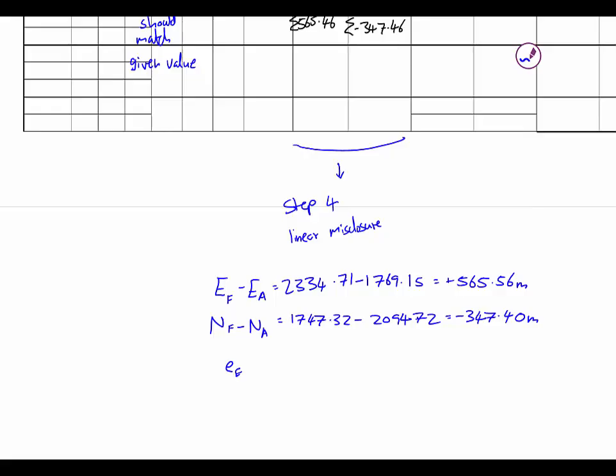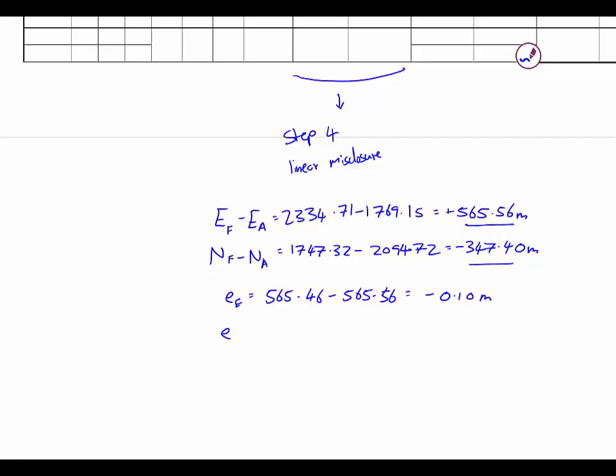The Easting misclosure is then the difference between these true differences, because they come from known values, so we can have a lot of confidence in them, and our calculated coordinate differences. So the misclosure in Eastings is 565.46 minus 565.56. Gives us a misclosure of minus 0.1 metre.